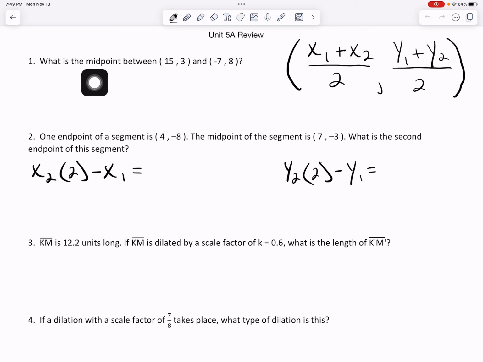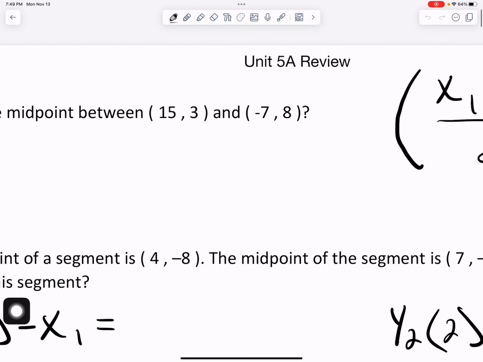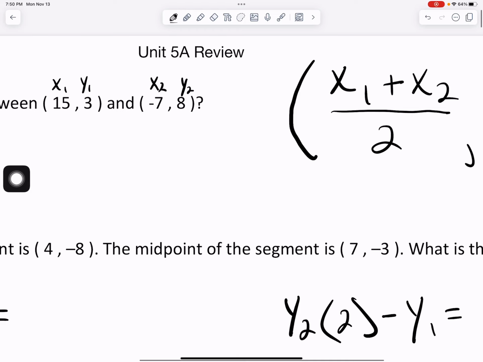Question 1. What is the midpoint between 15.3 and -7.8? Okay, here's our midpoint formula, x1 plus x2 divided by 2. All right, y1 plus y2 divided by 2. It's truly as simple as that. I look at my first set of coordinates. We just go x1, y1. Second set, x2, y2.